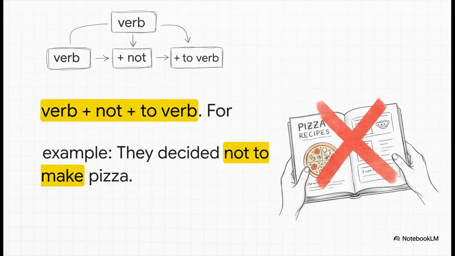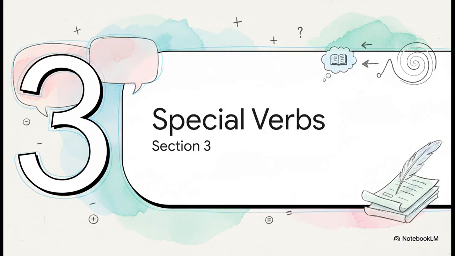Making a negative sentence with this group is also really simple. Just like before, you pop the word not right before the to. Like in this example. They decided not to make pizza. Okay, so we've got the ing group and the to group. But, and this is where it gets interesting, some verbs are a little bit special. They can actually be in both groups.